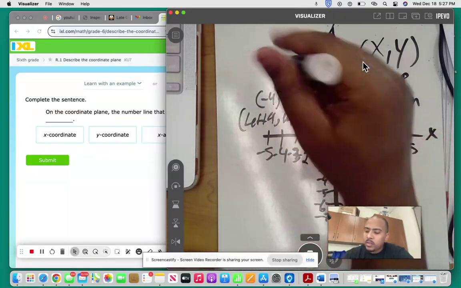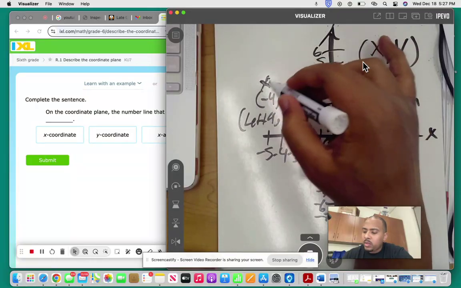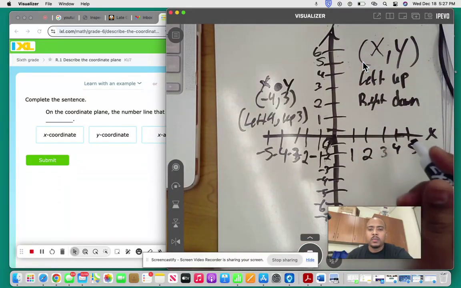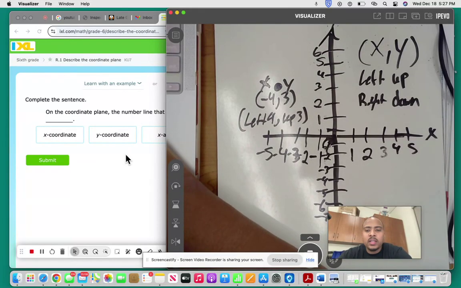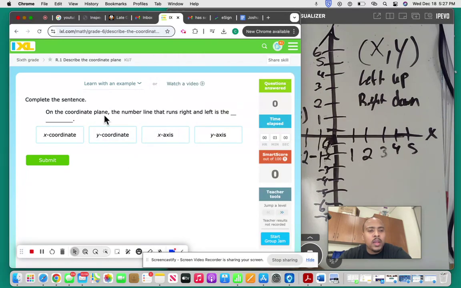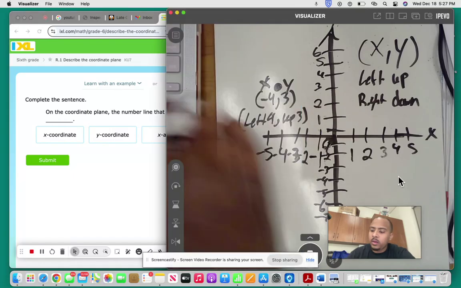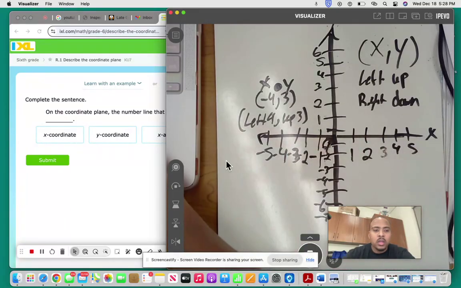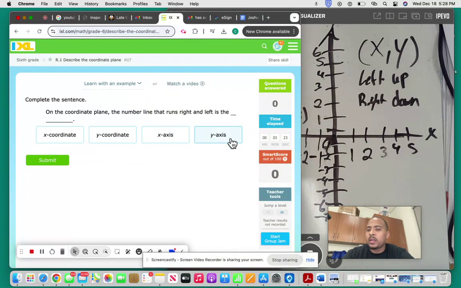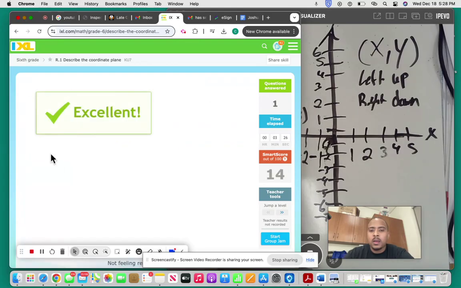If you go left or right, it talks about the x-axis. If it go up or down, it talks about the y-axis. The x always comes first, and the y is always second. Understand? Okay. So then you're going to have some questions, and it's going to say, on the coordinate plane, the number line that runs right and left is the what? So this number line right here, because there's 2 number lines, right? This whole number line, what is this called? The x-coordinate, the y-coordinate, the x-axis, or the y-axis? Well, it'd be the x-axis. All right.